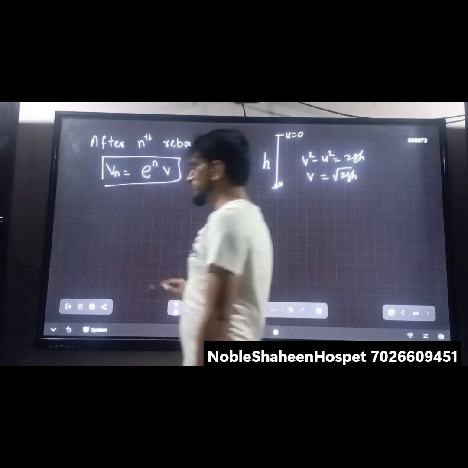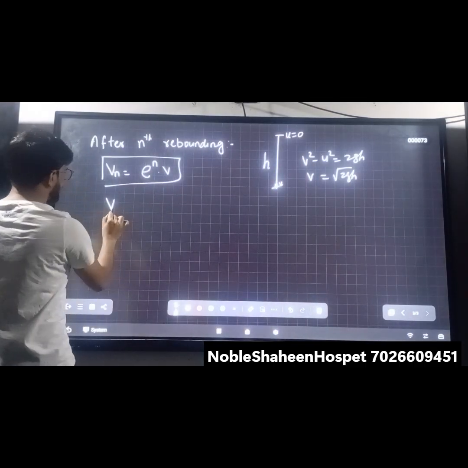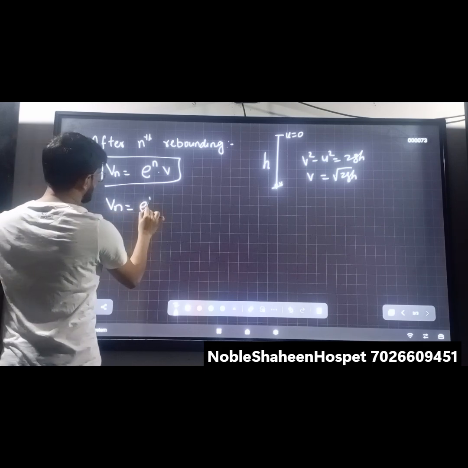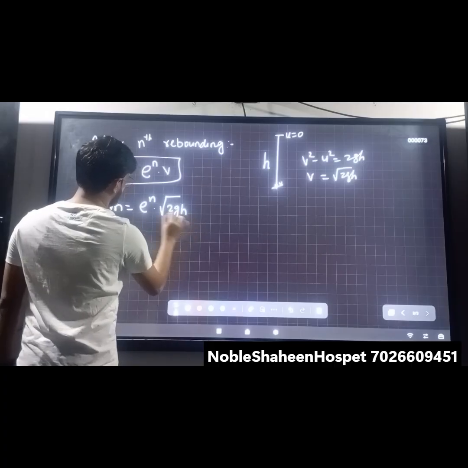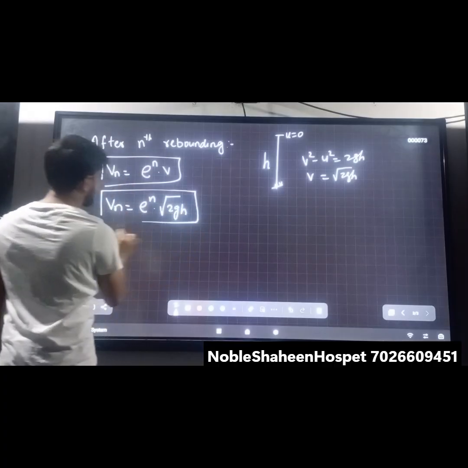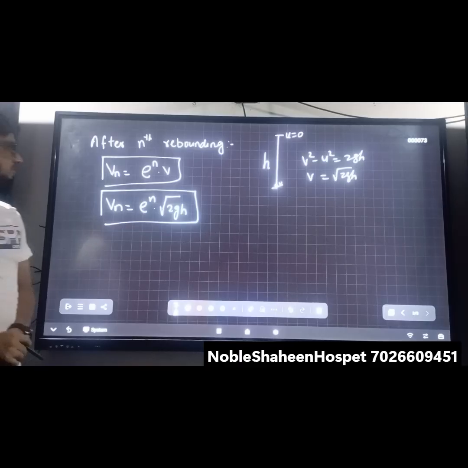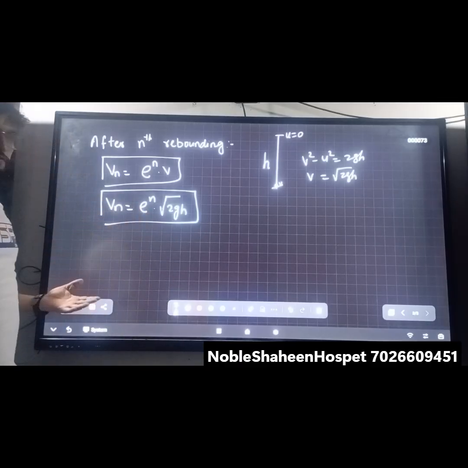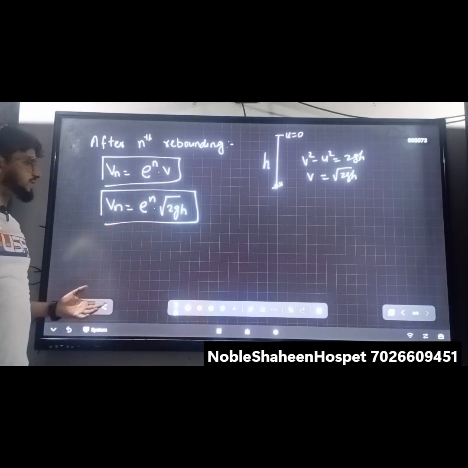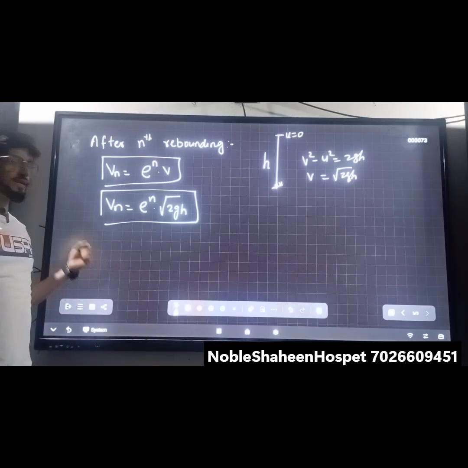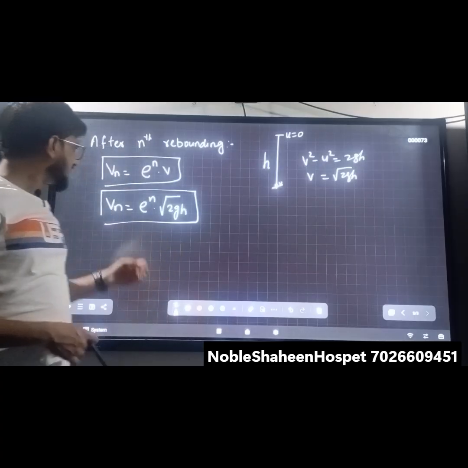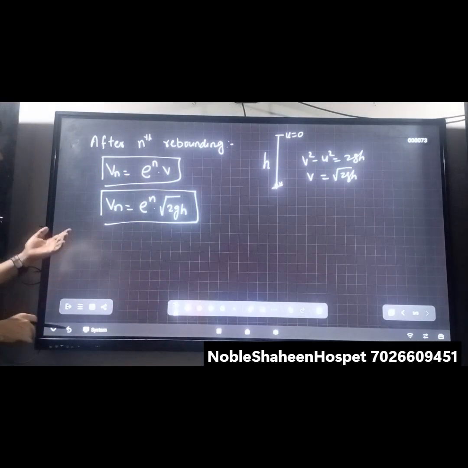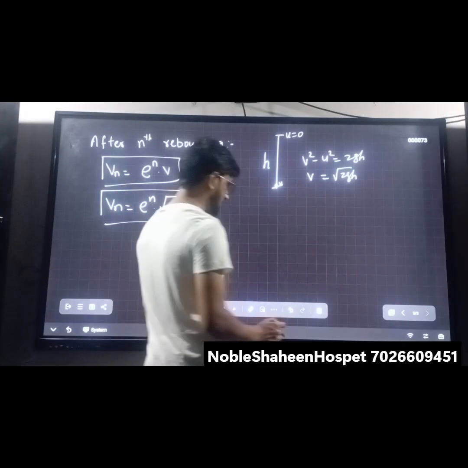So we can write the formula vn is equal to e to the power n under root of 2gh. If the coefficient of restitution and the height are given, then we can calculate the final velocity of the particle after the nth collision. Okay, now let's see one question related to this formula, then we will discuss another topic.